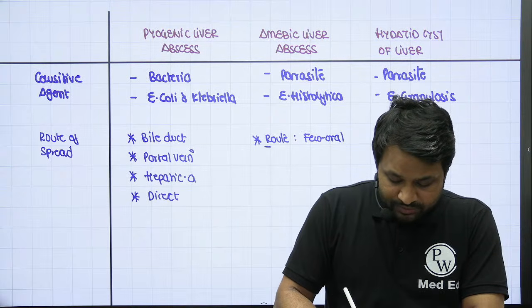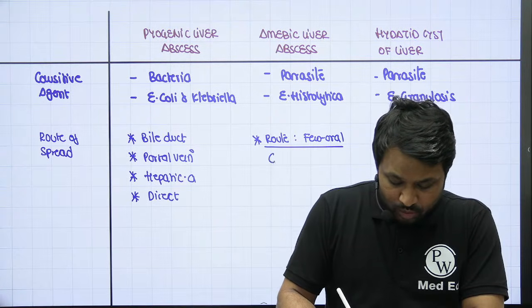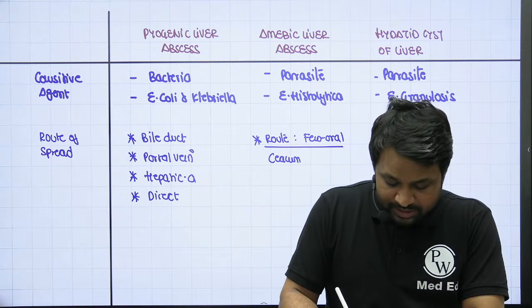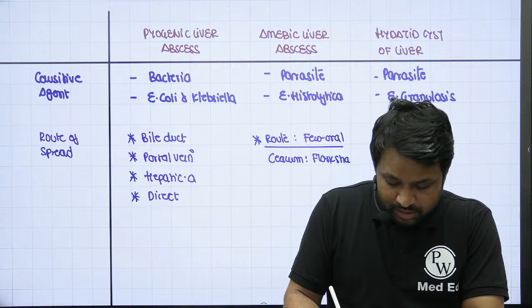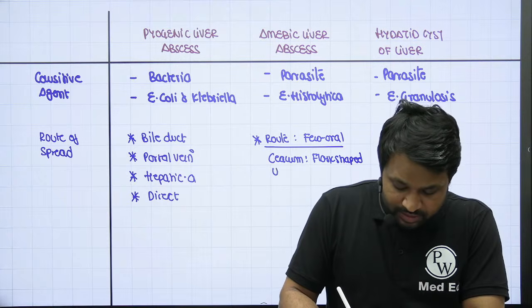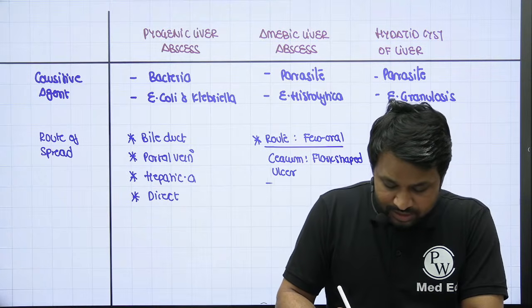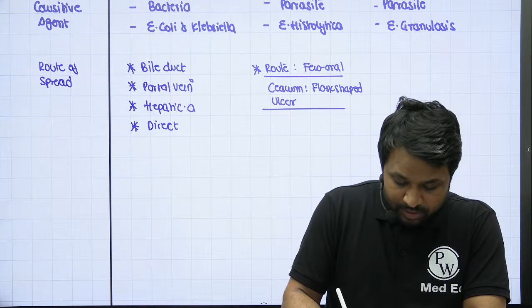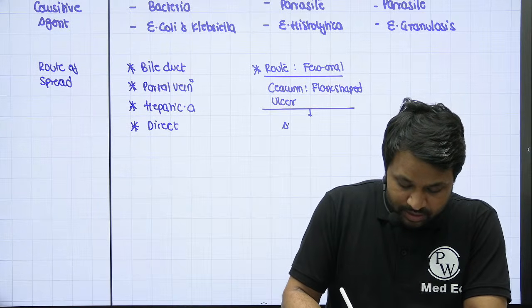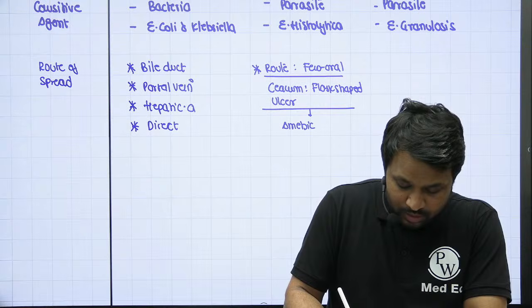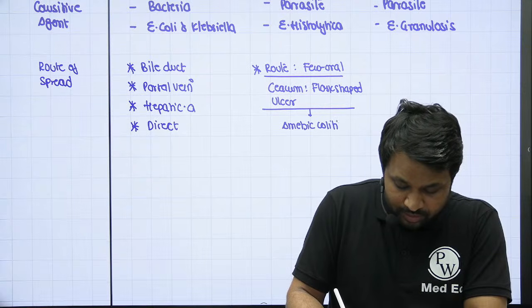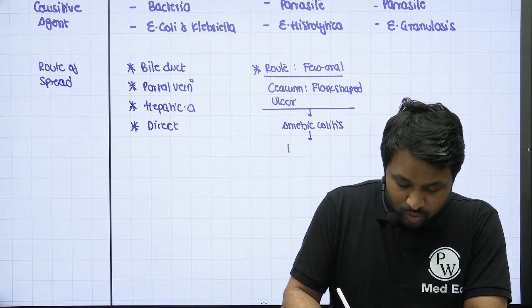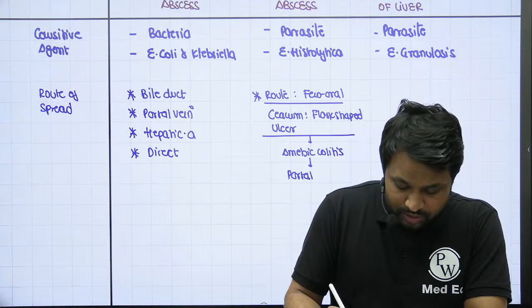Now when it becomes the feco-oral route of contamination, it goes into the cecum, and in the cecum it is going to result in the development of flask-shaped ulcers. Now these flask-shaped ulcers will result in a condition called amoebic colitis. Now from the amoebic colitis, it is going to go into the portal circulation.